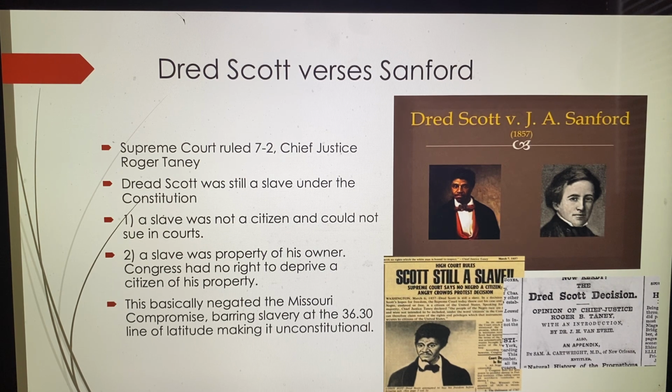So now slavery could actually exist any place in the north or anywhere, which of course would really get everyone on fire in the north, thinking that their states could end up being slave states, and slave owners could come and have their slaves and settle in the north. So this was a terrible decision.